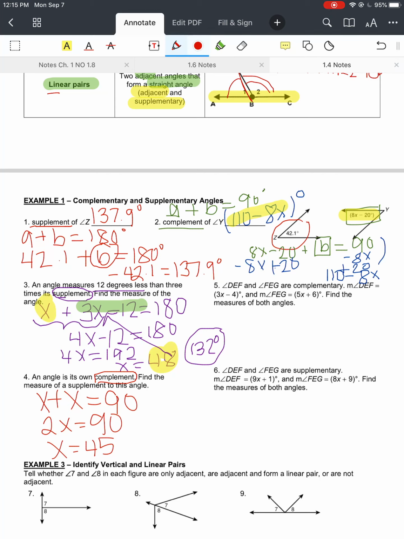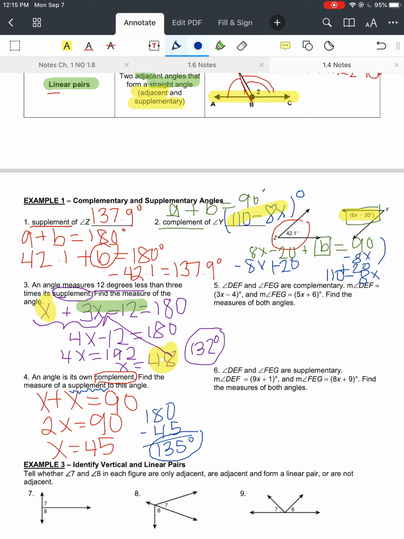Then they say find the measure of its supplement. All right, well, supplement means that they have to add to 180. So one of my angles is 45. I just have to figure out what the other one's going to be to add to 180. Well, you could set it up like we set up number 1 if you'd like, or you could just skip ahead and say, well, I know it's going to be 180 minus 45. My other angle has to be whatever's left over, which is 135 degrees. So that is what's supplementary to 45.